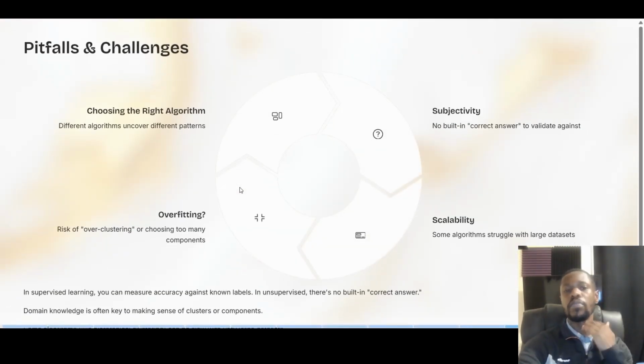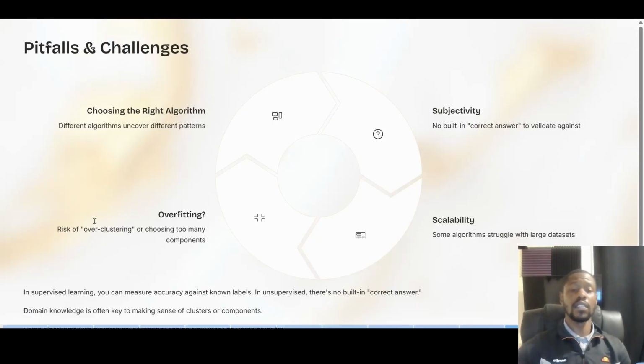So, common pitfalls and challenges. Of course, choosing the right algorithm. Different algorithms are going to uncover different patterns, so you need to first think about the task that you're trying to accomplish and choose the algorithm that best suits it. Subjectivity. There's no built-in correct answer to validate against when it comes to unsupervised learning. Scalability. Some algorithms struggle with larger datasets. Overfitting. There's a risk of over-clustering or choosing too many components.